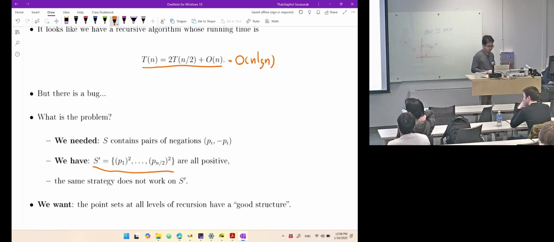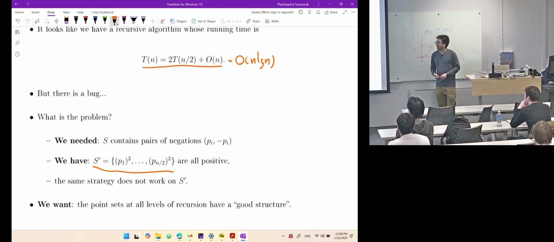So what we wanted to obtain is a point set that starts with a bunch of negation pairs, and when you square them, there still exists a bunch of negation pairs after squaring. To do this, it turns out that when you use a root of unity, which is a complex number, they are exactly what we want.